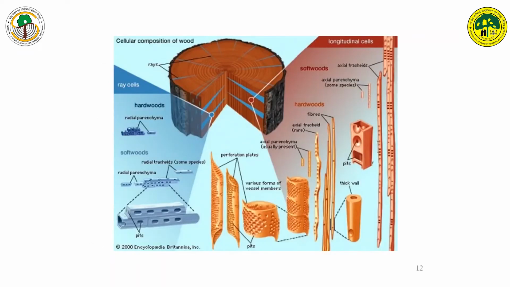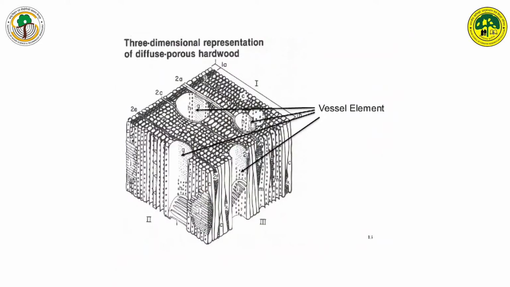And this is the cellular composition of wood. Three-dimensional representation of a diffuse porous hardwood. So here we can see the round thing, which is a vessel element. On the cross section, it is seen as a tubular structure. It's a tubular structure, but in the cross section, it is just like a hollow round shaped thing.